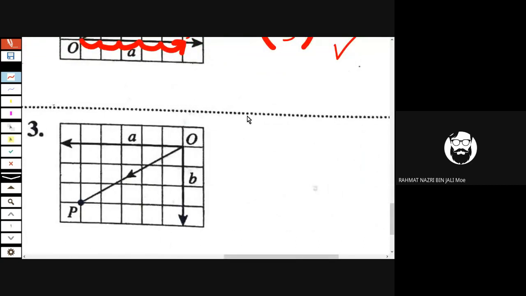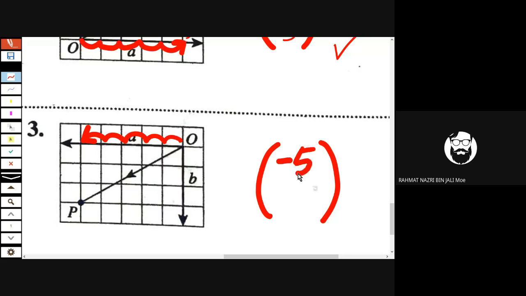Okay, question number 3. Negative 5, negative 3. Gloria, thank you, correct. Okay, P is located on the left of O. So 1, 2, 3, 4, 5. Now we're looking for the horizontal distance first. So negative 5. 1, 2, 3, 4, 5. Negative 5. And then downward, 1, 2, 3. Negative 3.